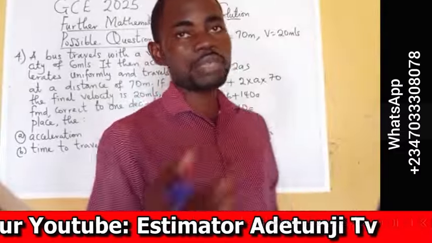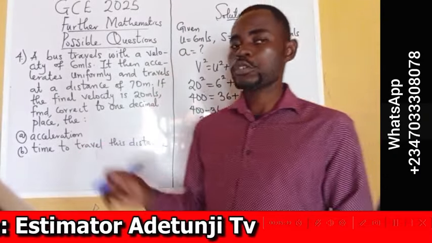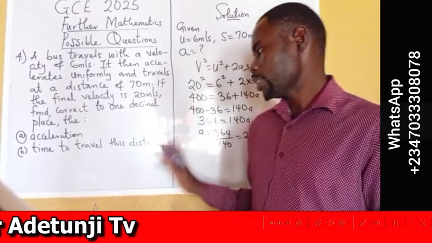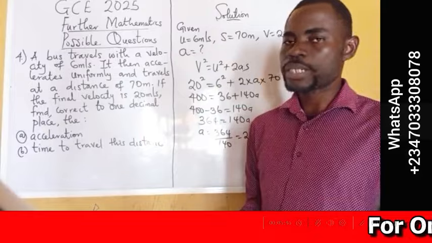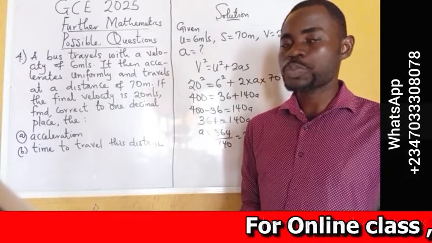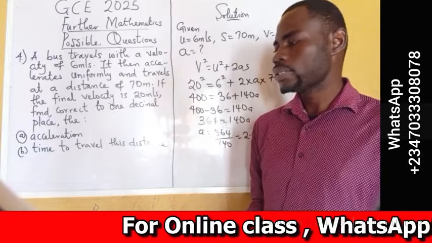Remember, whenever you are doing calculations like this, especially in physics, make sure you are using the right unit. The unit of acceleration is meter per second squared. The unit of distance is meter. The unit of displacement is meter. The unit of speed and velocity is meter per second.